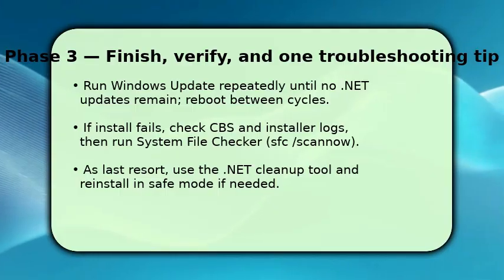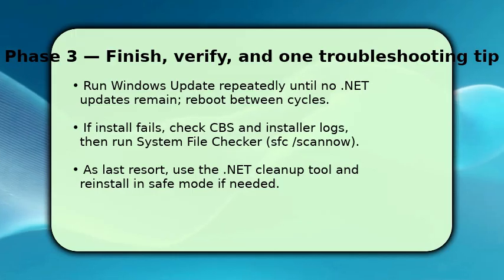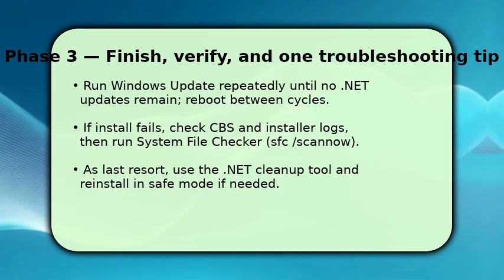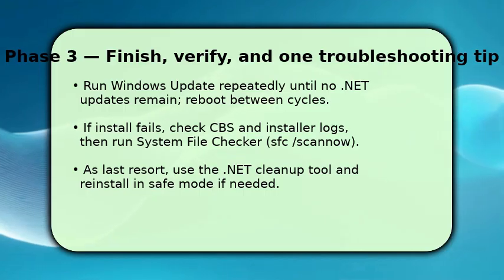Once installation completes, run Windows Update repeatedly until no further .NET updates appear, because patches finalize runtime components. If problems persist, examine the CBS and installer logs to identify missing dependencies, and then run System File Checker with sfc /scannow to repair corrupted system files.